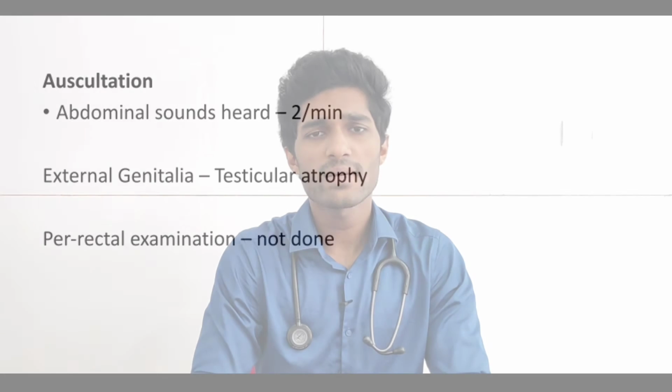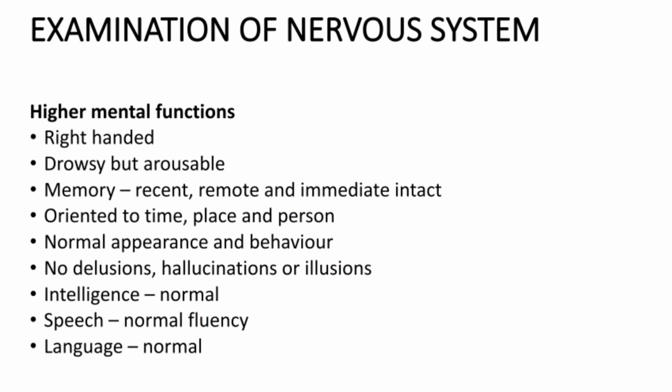Now moving on to the examination of the nervous system. The higher mental functions of the patient show that the patient was a right-handed person, was drowsy but arousable. His recent, remote as well as immediate memory was intact. He was oriented to time, place and person. He had no delusions, hallucinations or illusions. His intelligence was normal, speech had a normal fluency and his language was also normal.